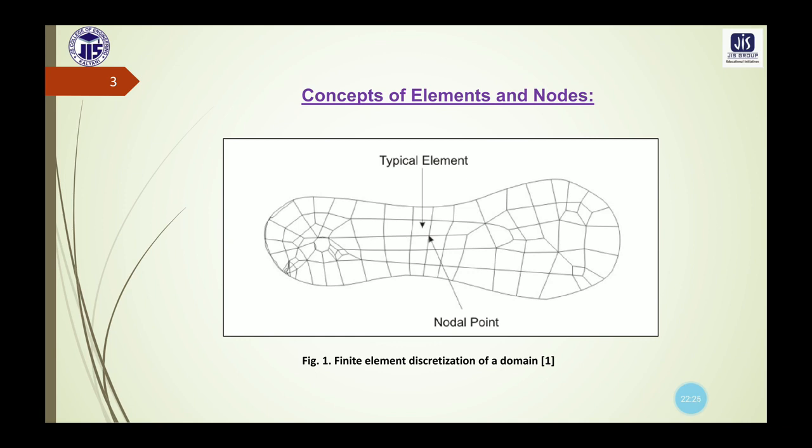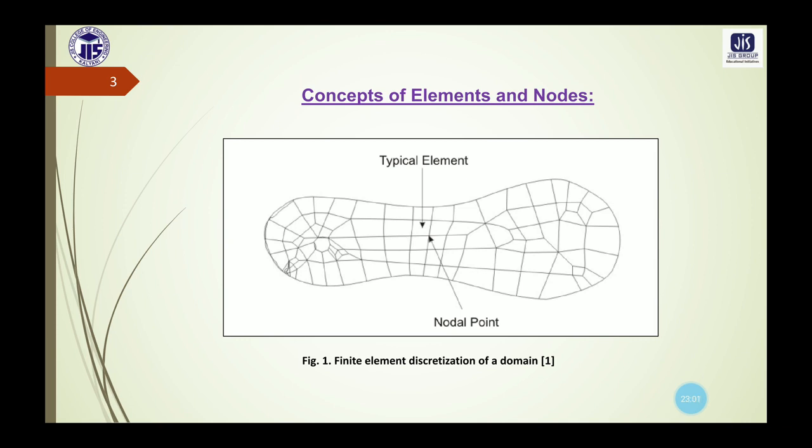So till now we have discussed the different methods, that is finite difference and finite element, and the difference between them, what is the concept of the element or the node or nodal point. All these things have been discussed till now. Now, the finite element discretization of a domain is given in this diagram, figure number 1.